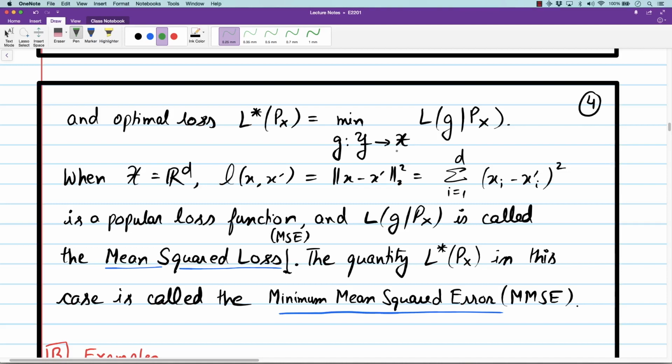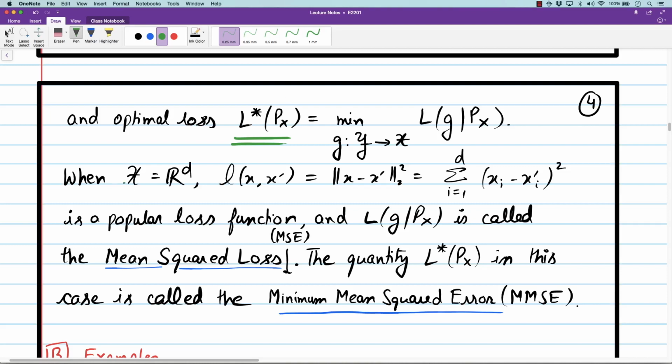A good example of this problem is what is called the regression problem. You observe one quantity, like temperature in Bangalore, and from that you want to predict another quantity, like temperature in Mysore. Many other such things fall in the category of an estimation problem. We are looking for the best rule g which minimizes this loss function. This minimum loss is what we call L star of Px, where Px is the distribution of the unknown x. We assume for now that this Px is fixed.